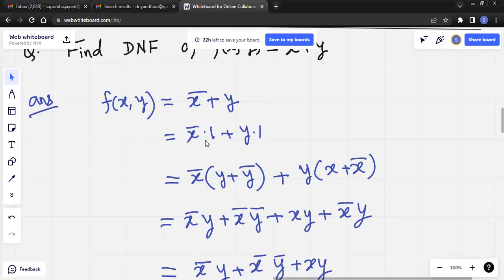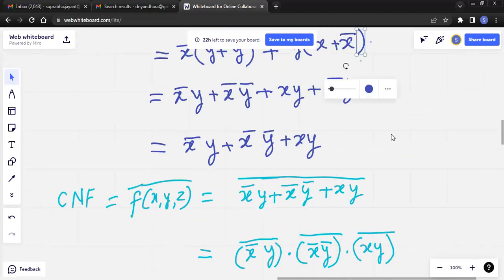So what we do is, we read it as x bar into 1, and this we read as y into 1. Which law we have used? Identity law. Then 1 I can write as y plus y bar, because I want y there. So we are writing 1 as y plus y bar, and this one we will write as x plus x bar. Now let us open it. So this will be x bar into y plus x bar into y bar, as we have done here. And this will be y into x, but by commutativity I can write it as x into y. This will be x bar into y, using commutativity.